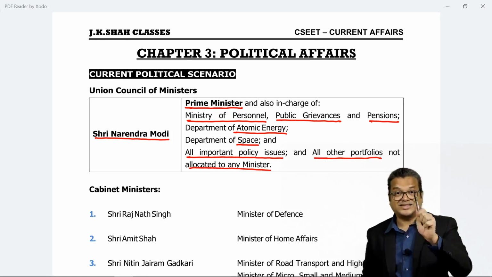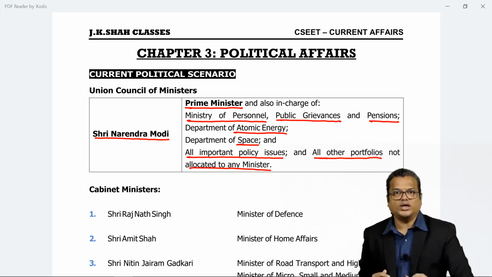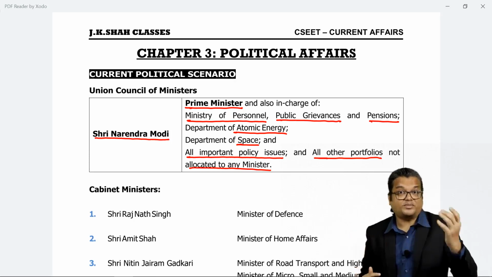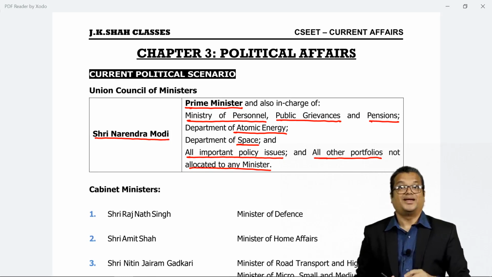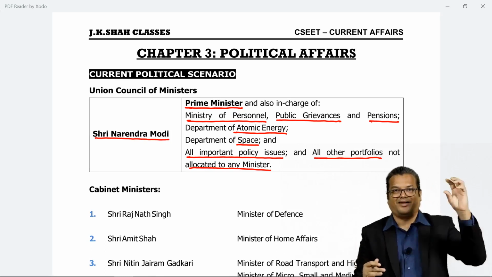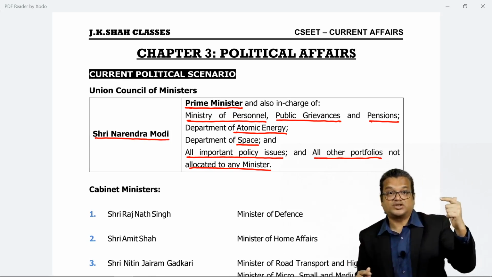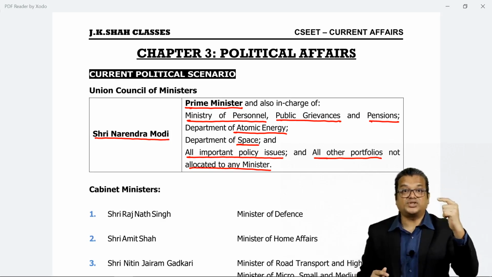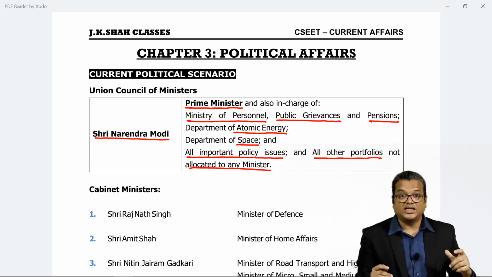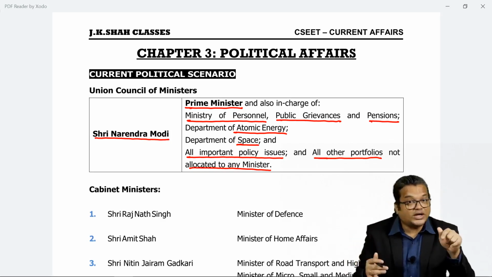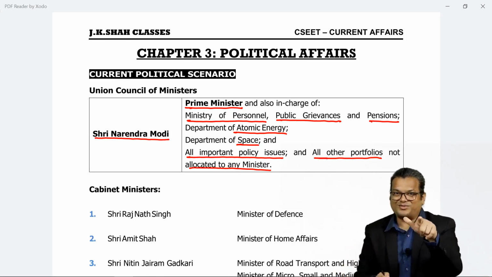So even this itself becomes one of your MCQs. See friends, I am very sure everyone knows that Shri Narendra Modi is our Prime Minister, but from the MCQ point of view, we also need to know this. See, what question can be formed? Narendra Modi is in charge of, and then you will have these options: option A, Ministry of Personnel, Public Grievances, Pensions, option B, Department of Atomic Energy, option C, Department of Space, and then obviously option D has to be all of the above, and we all know that we have to select that all of the above option, right friends?